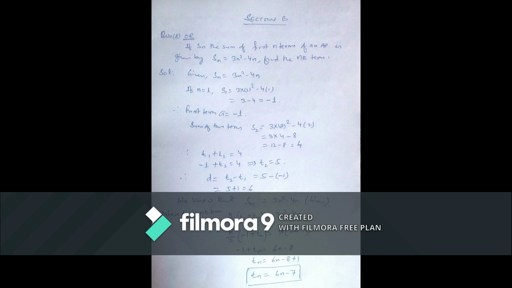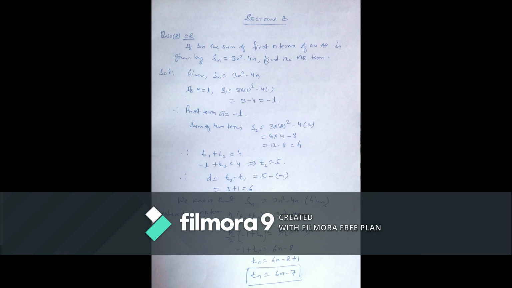So we are given the sum. Given Sn is equal to 3n square minus 4n, the sum of the first n terms of an AP. From here we can find out the first term, the second term we will be able to find out. So if n is equal to 1 we are putting in this Sn value, we will be getting S1 is equal to 3 minus 4, and that is equal to minus 1. Okay, so first term A will become minus 1.